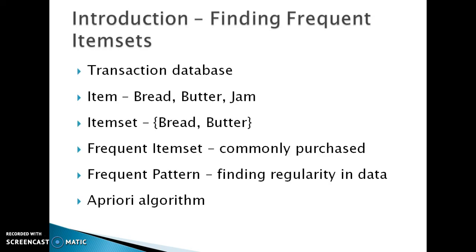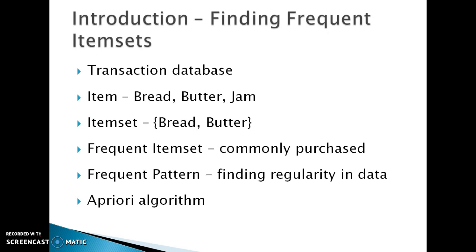That is the billing database maintained in a retail or wholesale shop. Here every item in the database refers to the different products available in the supermarket, like bread, butter, egg, jam, etc. An item set, like the name says, is a collection of items, for example bread and butter together, butter and jam together, or bread and jam together. We call an item set a frequent item set if it is very frequently purchased in the given database.